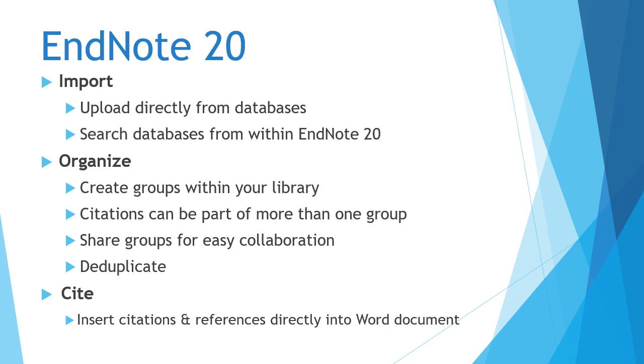And easily deduplicate, which is very important when doing a literature review, as you'll find the same articles in multiple databases. Deduplication in EndNote is easy and saves a lot of time. Finally, you can cite when you write with EndNote, inserting in-text citations and creating a reference list once you're writing the final review in Microsoft Word.